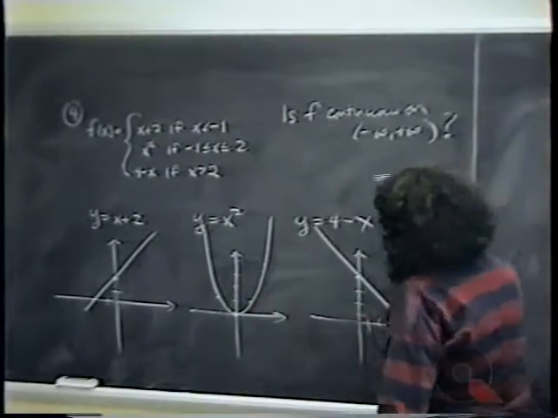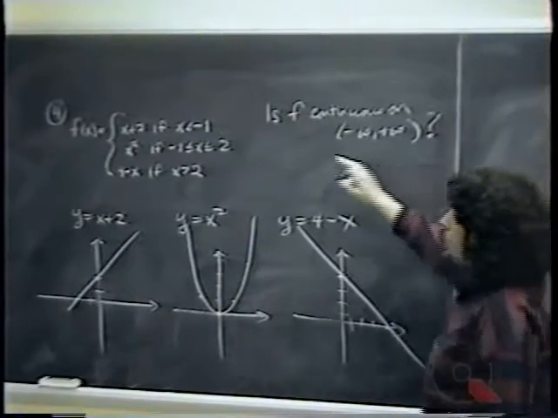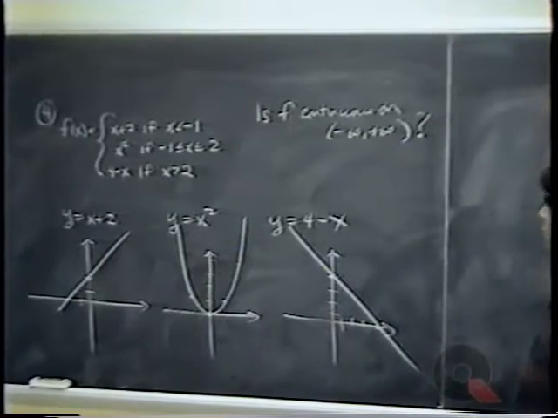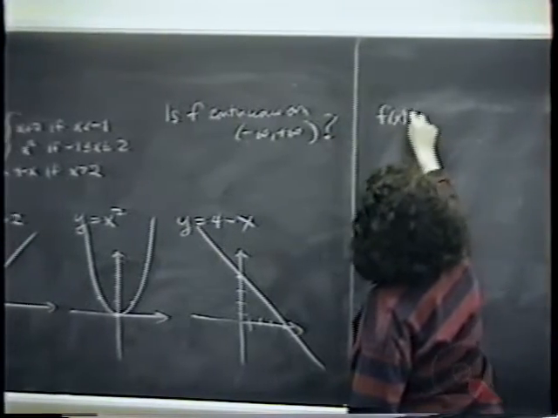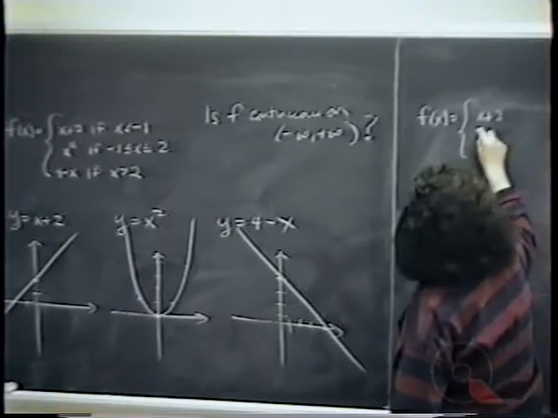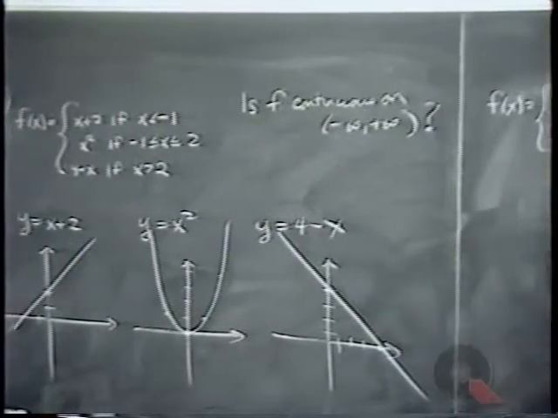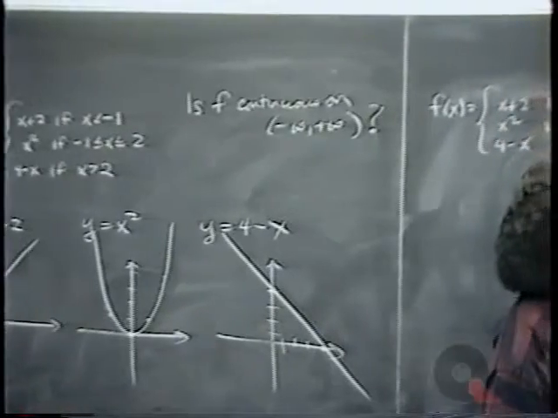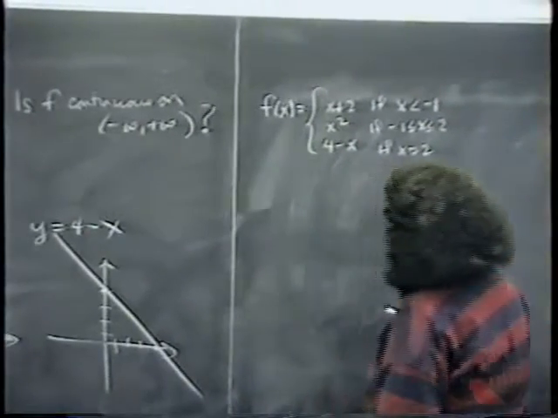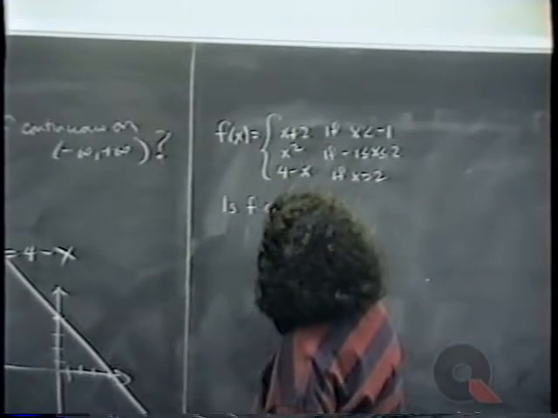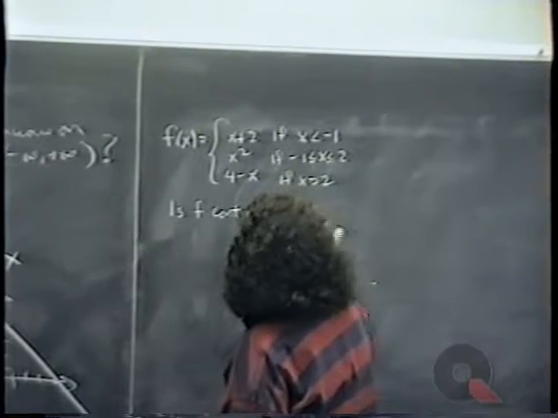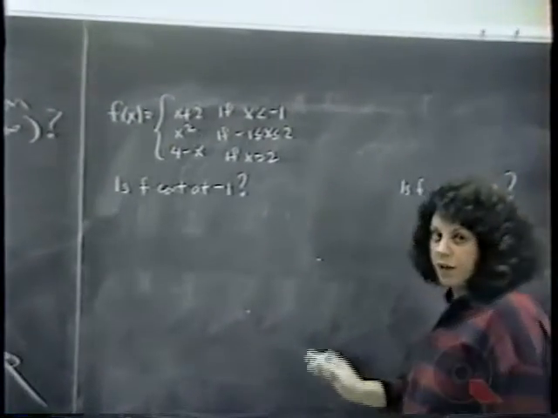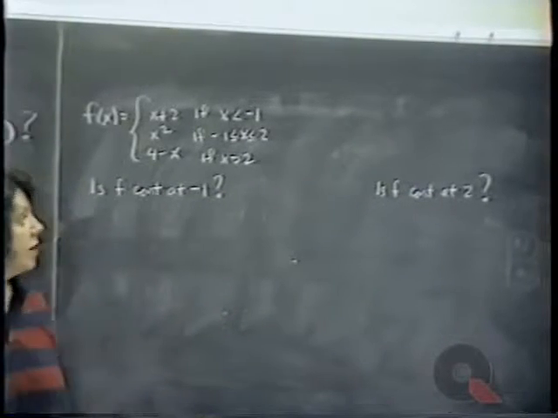Okay, now, you could sketch it and try to determine it that way. Let's try to first do it from just the definition of the function, and then we'll put the final picture together to confirm our answer. Okay, let me rewrite the function over here. So we'll have x plus 2, x squared, and 4 minus x. So what we have to determine is, is f continuous at minus 1, and is f continuous at 2? Every place else is all right. So the only question is minus 1 and 2.